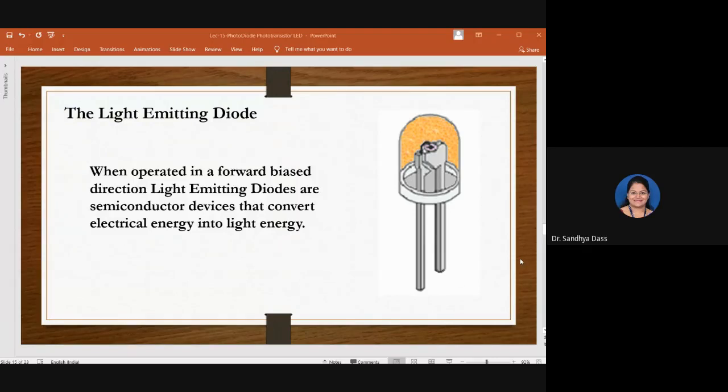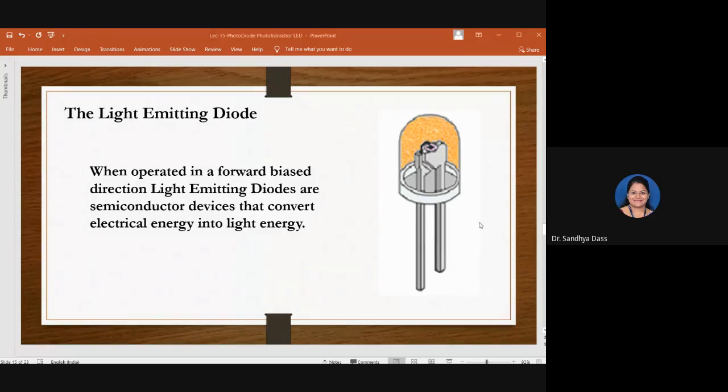The light emitting diodes are available in a wide range of colors, which we are already familiar with. We have seen them in many applications. The commonly available colors are red, amber, yellow, green, and even blue. These are used as visual indicators and as moving light displays, right?